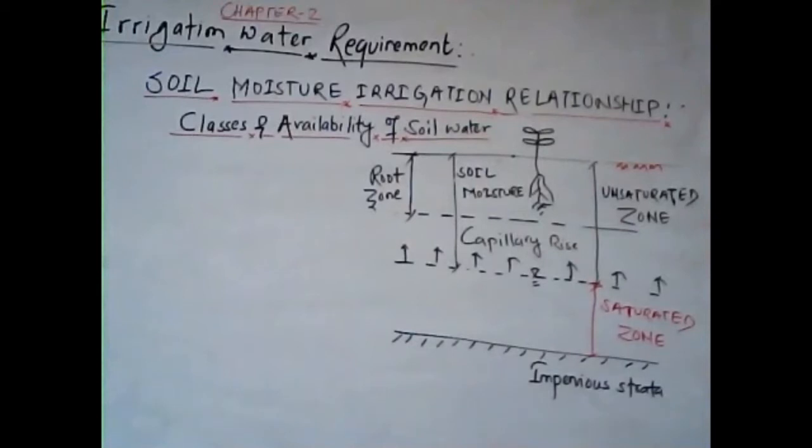As shown in the figure above, we have the impervious strata, and above that impervious strata we have the saturated zone, where there is an abundant amount of water available. Above that we have the capillary rise in the pores of the soil particles, and above there is shown a root zone of the plant, where the soil moisture is present, and that can be termed the unsaturated zone. So this figure shows the different phenomena taking place in the soil structure in the irrigation field.